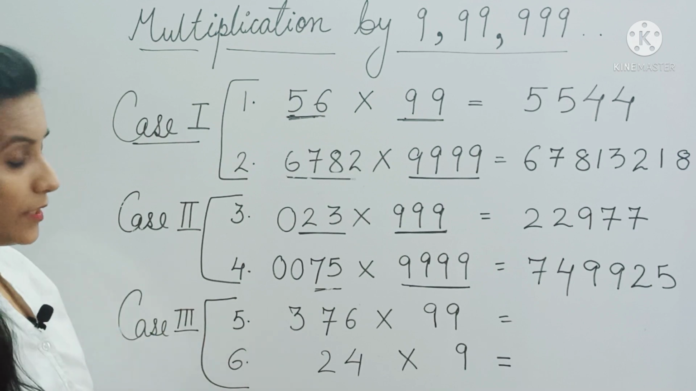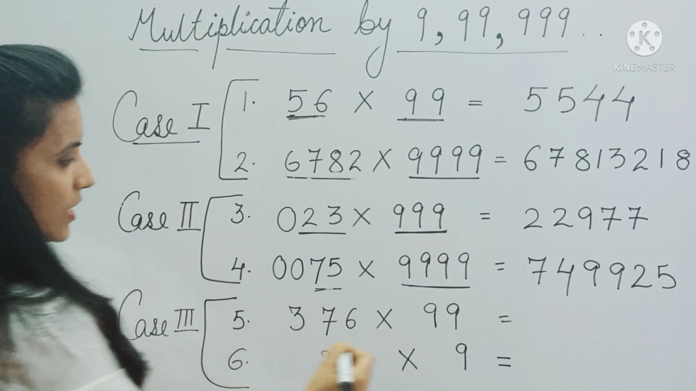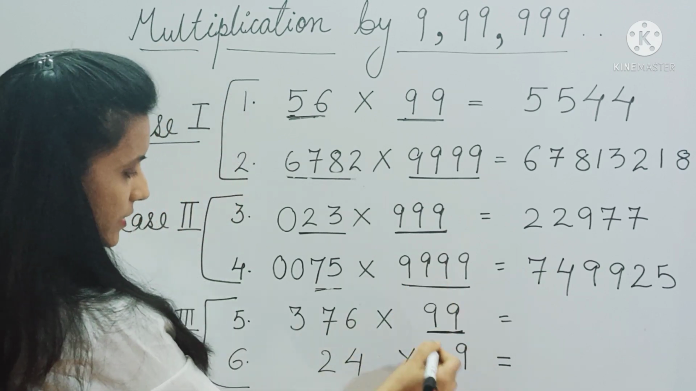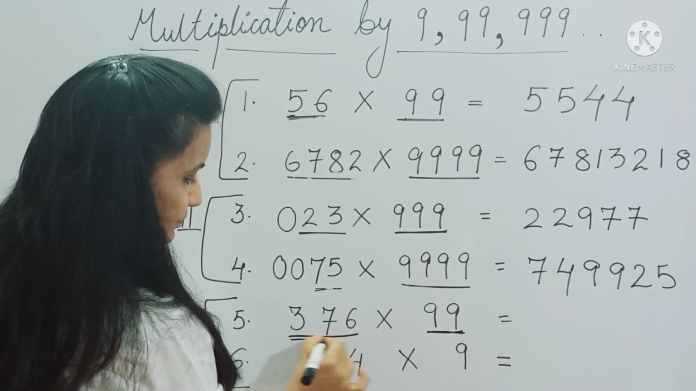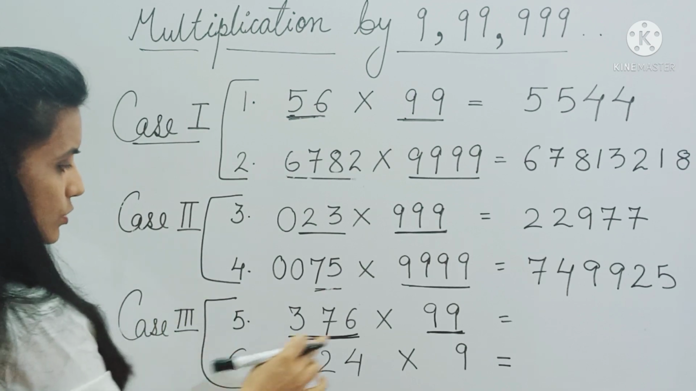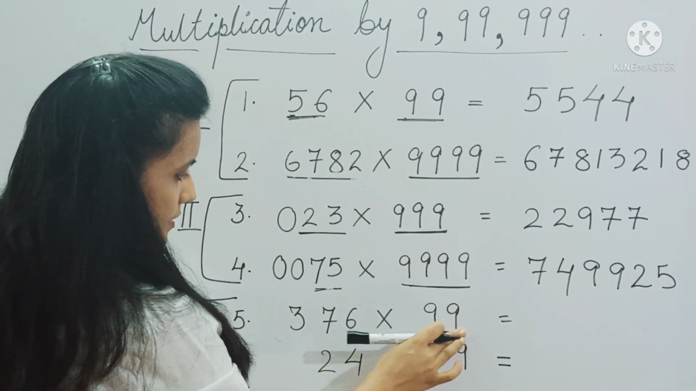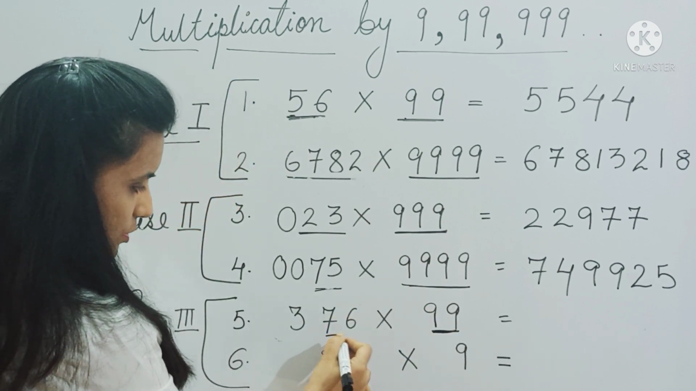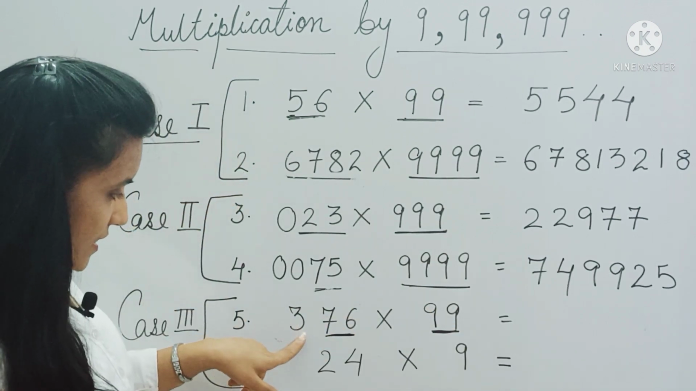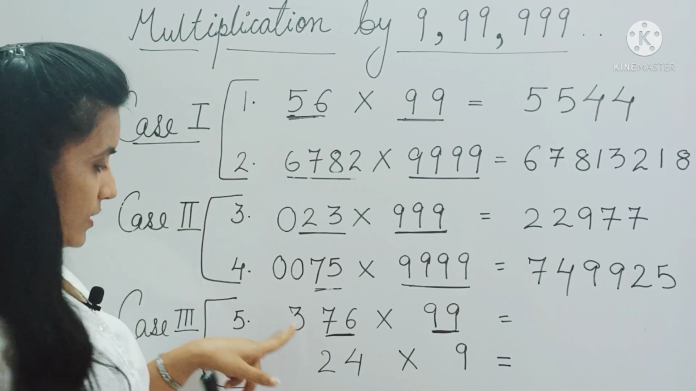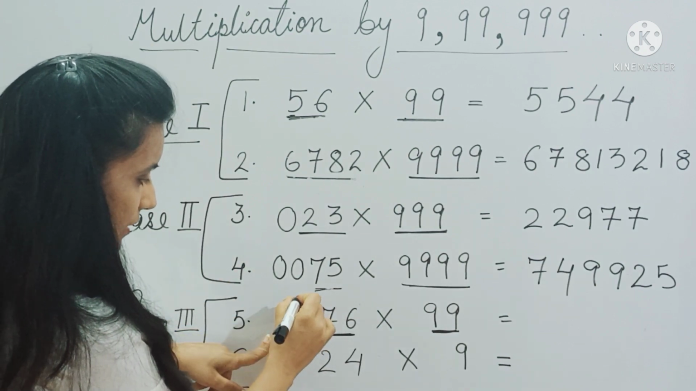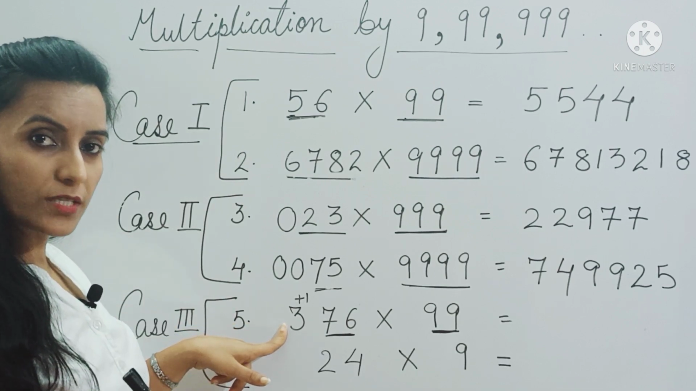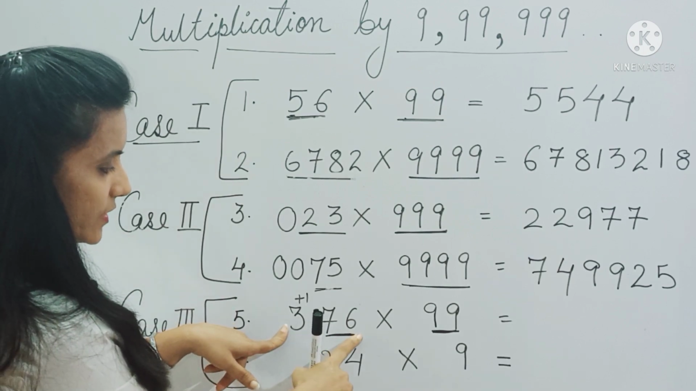Now case 3. Now in this case, if you see, the number of digits in the multiplier is less than the number of digits in the multiplicand. So here what we do is, see here you have 2 digits. So underline these 2 digits. Alright. So this is your extra digit. Now in this we add 1. So this becomes 4. Now you have to subtract 4 from 376.